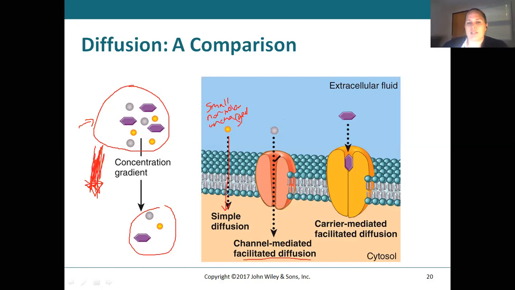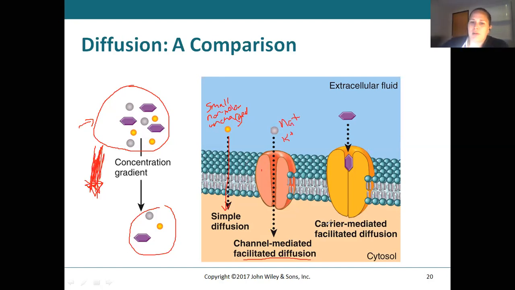In this case, with a channel, sometimes a much larger molecule, let's say sodium, sometimes potassium, are examples of these channel-mediated. And basically, channel mediated can be an open and closed situation where you have the channel open and then you have it closed.